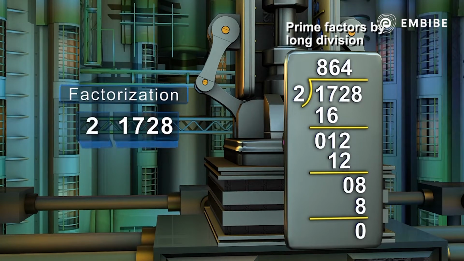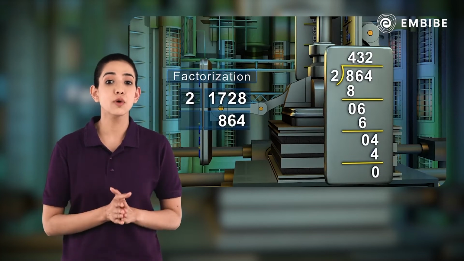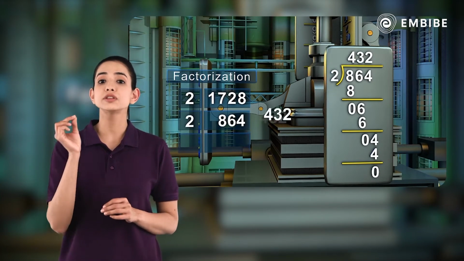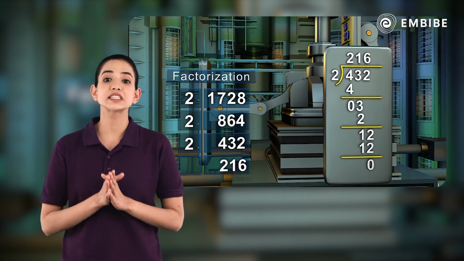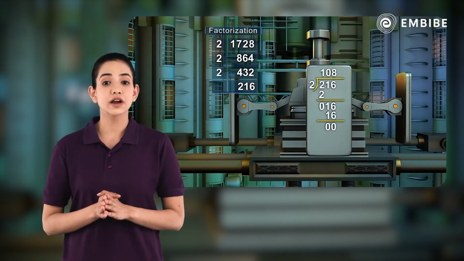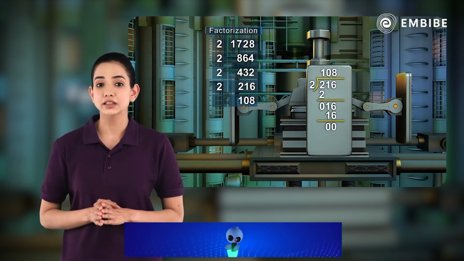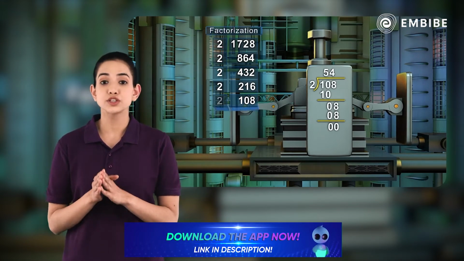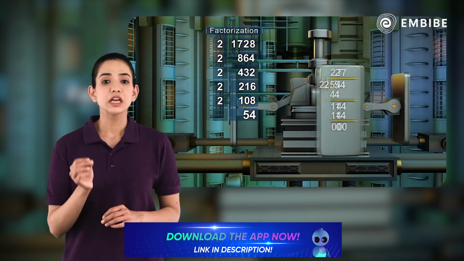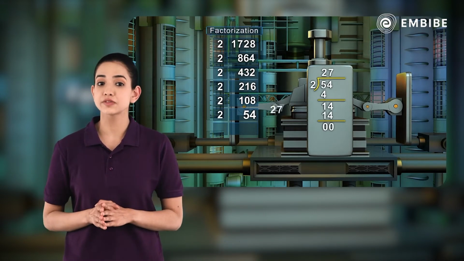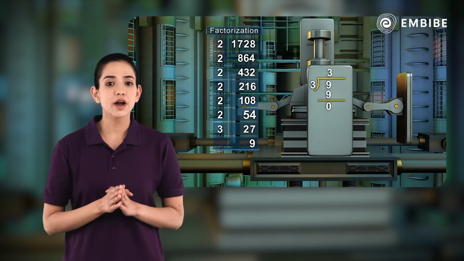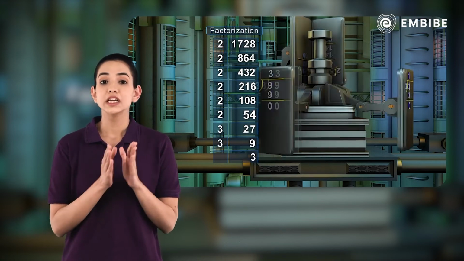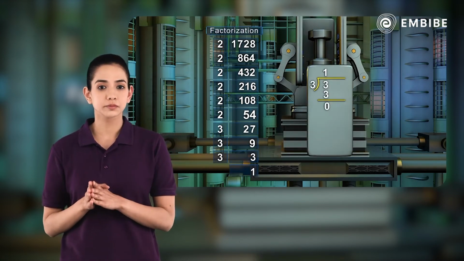1728 divided by 2 is equal to 864. 864 divided by 2 is equal to 432. 432 divided by 2 is equal to 216. 216 divided by 2 is equal to 108. 108 divided by 2 is equal to 54. 54 divided by 2 is equal to 27. 27 divided by 3 is equal to 9. 9 divided by 3 is equal to 3. 3 divided by 3 is equal to 1.